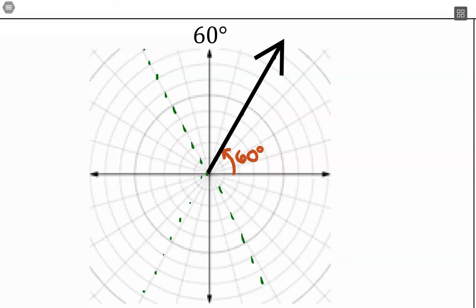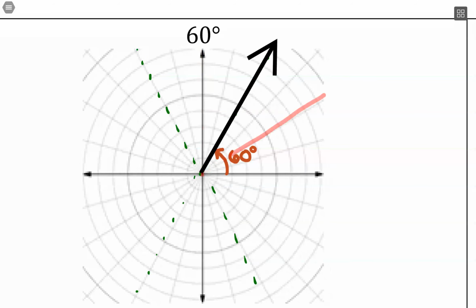If you wanted to think about it in terms of increments of 30 degrees, you could do that too, thinking about these lines here, and that you would have 30 and 30 again, and that would take you to 60. Same idea.